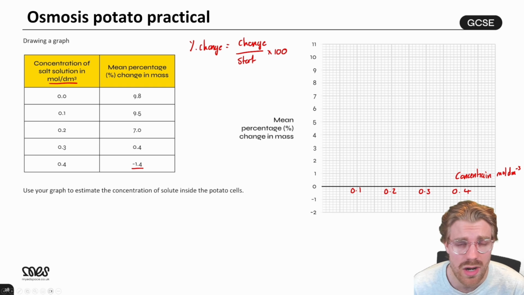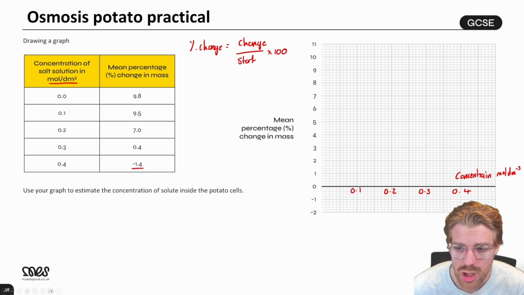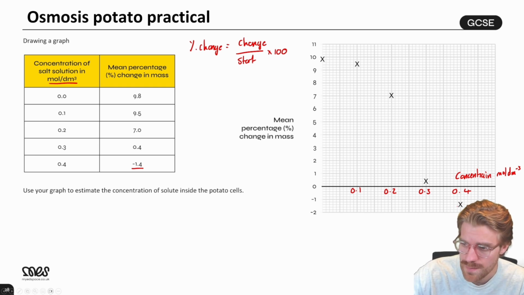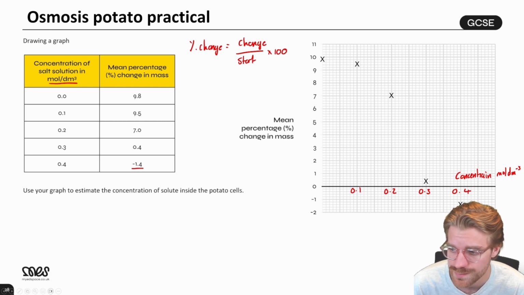Now, you're going to get 2 marks for plotting the data in your exam, so it's really important that you make sure you do it accurately. Use crosses to plot your data, and use a sharp pencil so that if you make a mistake, you can rub it out and you can redo those crosses.